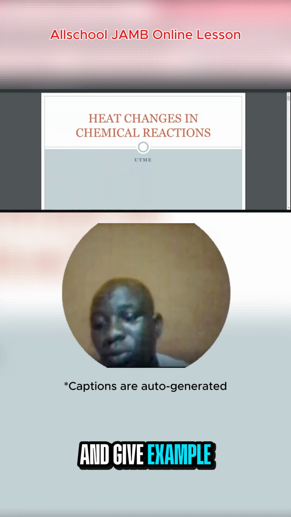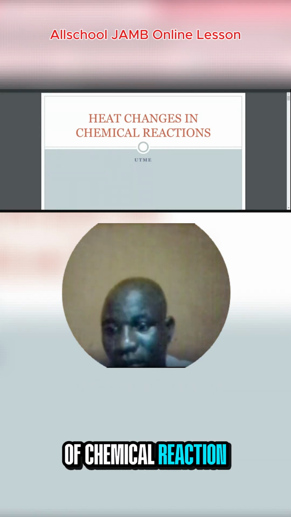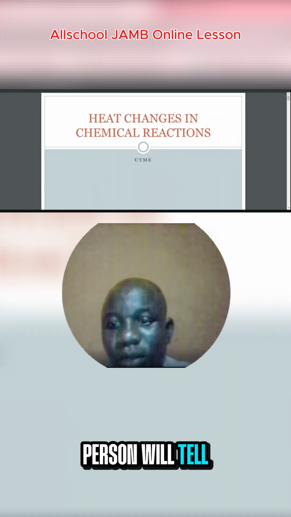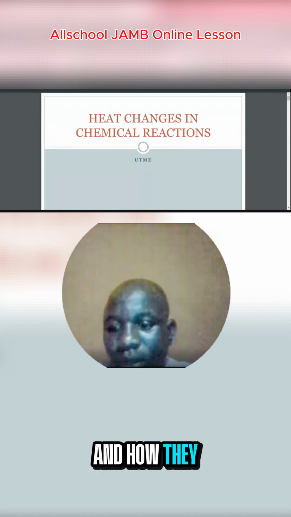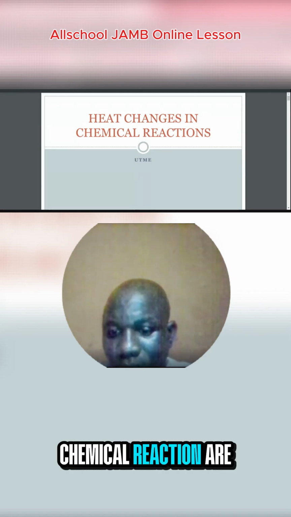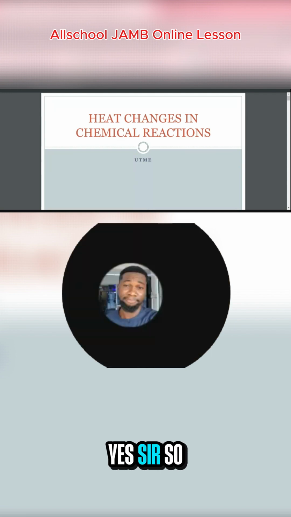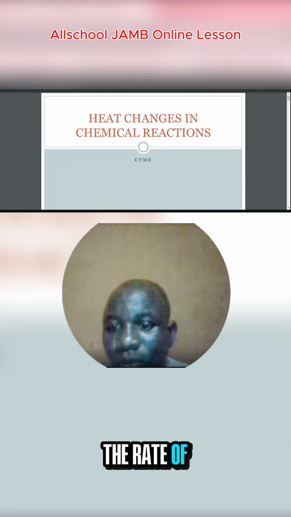I will give an example. Then we listed some factors that affect the rate of chemical reaction. So let me select 7 people now. Each person will tell us each of the factors and how they can affect the rate of a chemical reaction. Are you ready? So I'm selecting 7 people now. You tell us the factors that affect the rate of a chemical reaction and how they affect rates.